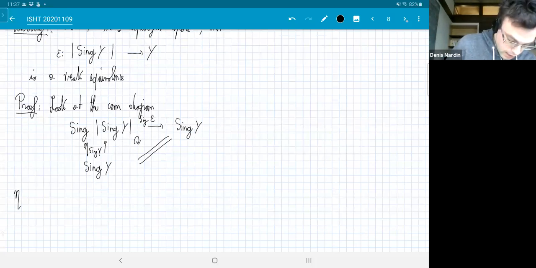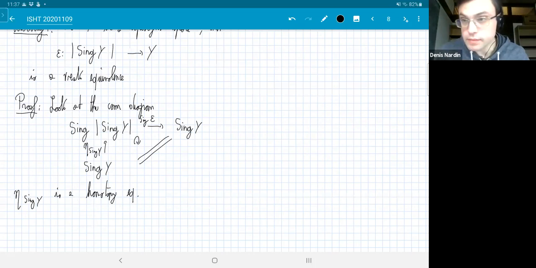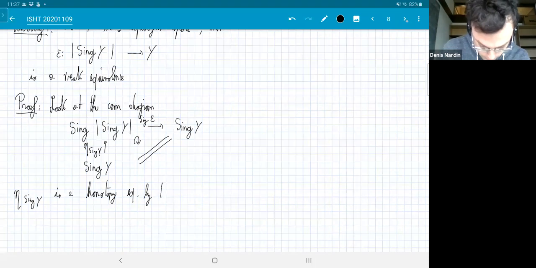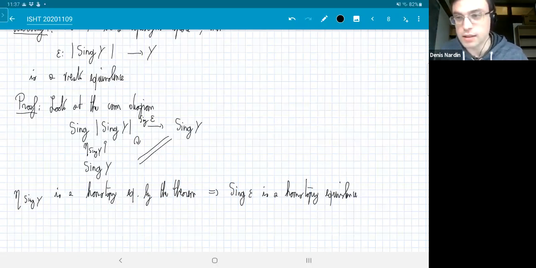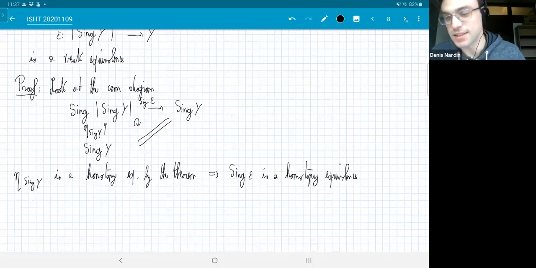And eta sing y is a homotopy equivalence, by the theorem. Therefore, sing epsilon is a homotopy equivalence. And I'm slightly cheating here in that I haven't proven that homotopy of maps respects compositions, but I put it in the exercise sheet, so that's fine. It's also not hard. It should be the easiest of the three exercises I've given you.